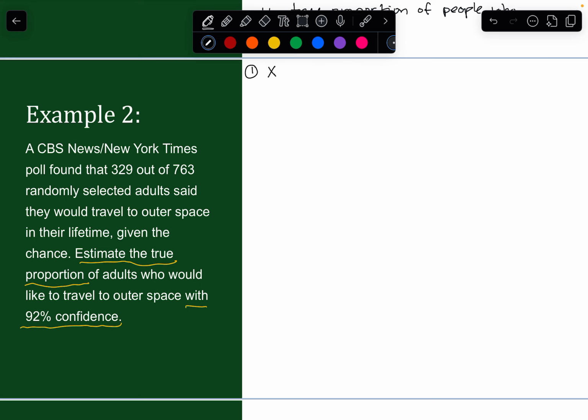So I was told X is 329. That's the number of successes. These are people who would travel to outer space. Whoops, that's not how you spell travel. We are told we had a sample size of 763 people. And we're estimating the proportion P of people who would travel to outer space.